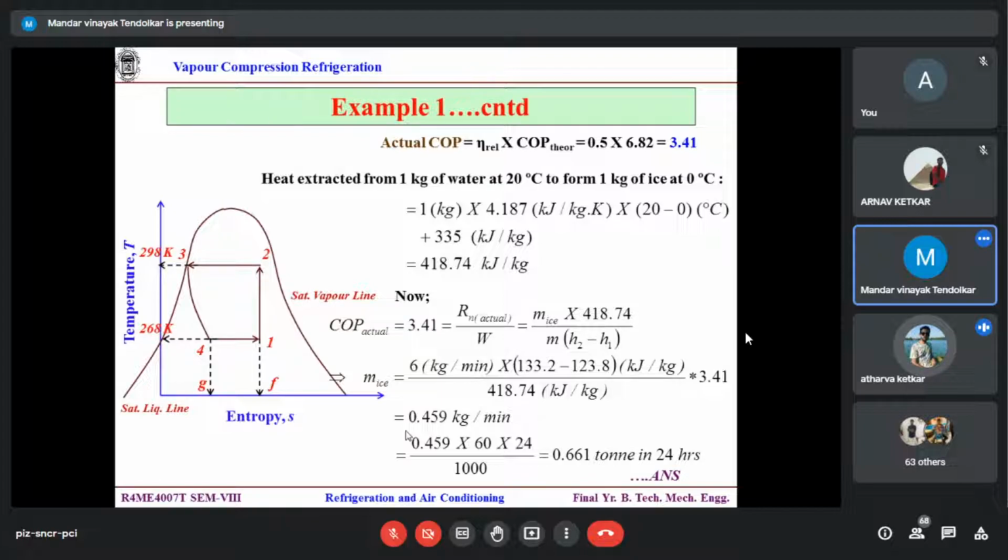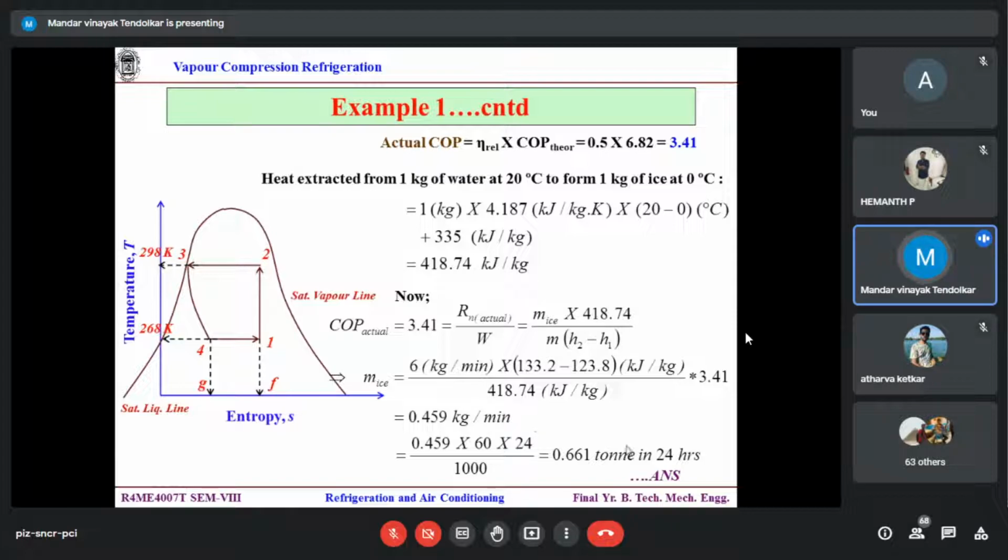Yes, sir, it is correct. Okay. And we are asked to calculate in tons and in 24 hours. So convert it. This is kg per minute. So do it for 24 hours and then divide by 1000 to convert it into tons.